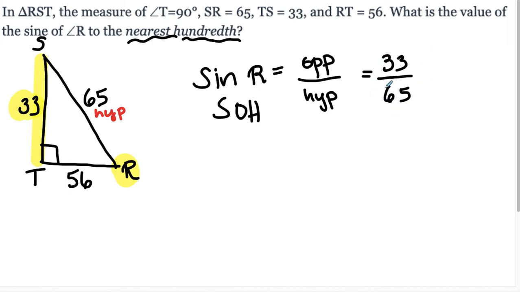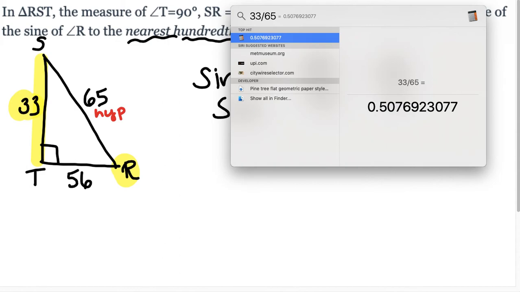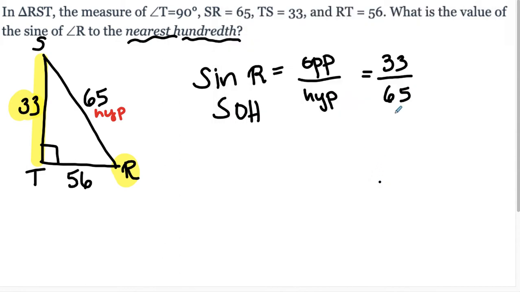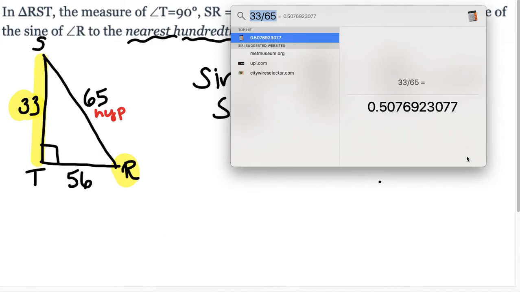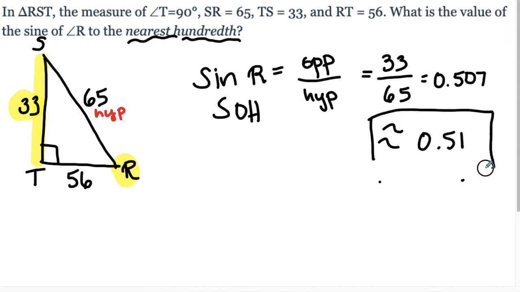It's asking for the nearest hundredth, which means we divide 33 divided by 65. That's 0.507, which rounds up to 0.51. So this is your final answer. That's the ratio, 33 over 65.